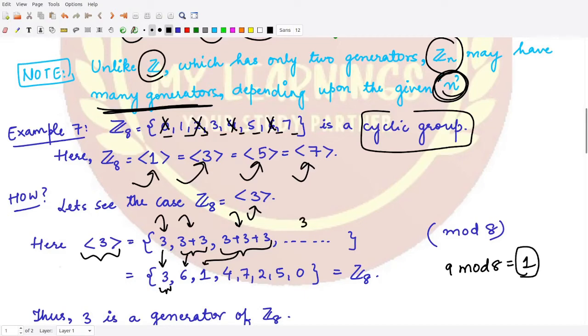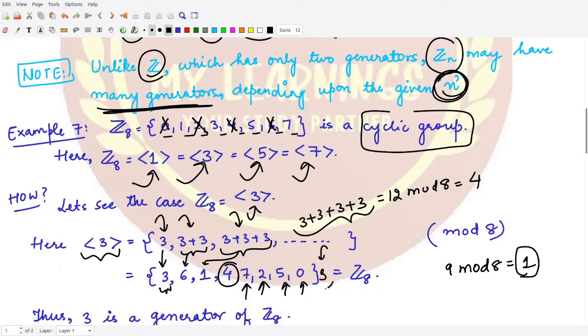Next element would be 3 plus 3 plus 3 plus 3. So this is equal to 6 plus 6, that is 12. So 12 mod 8 is going to be equal to 4. So you see the next element is 4. And when you keep on taking this power of 3, that means when you keep on adding 3 to the next digits, you get all the elements of Z8 back. And after this 8 additions, the next addition would be nothing but the number 3. Next would be 6, and this would keep on going like this. Therefore this is a cyclic group.